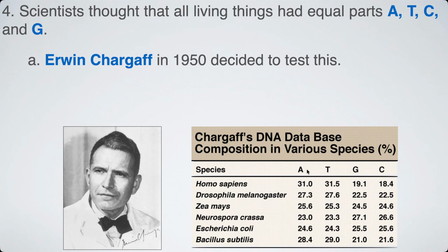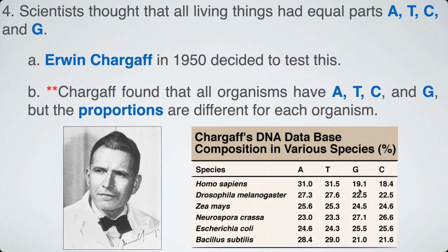So you've got, in us, Homo sapiens, 31% A, 31.5% T, 19.1% G, 18.4% C. This is a type of fly. This, I believe, is corn. We got some bacteria here. So take a look at it, right? What he found, though, was that the proportions of A, T, C, and G are all different depending on the organism. It doesn't have to be exactly 25%.